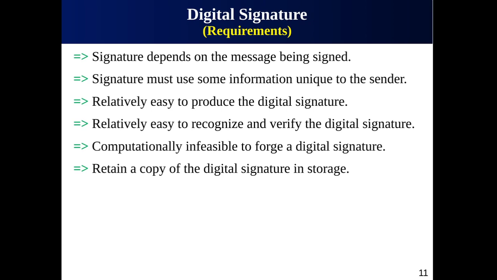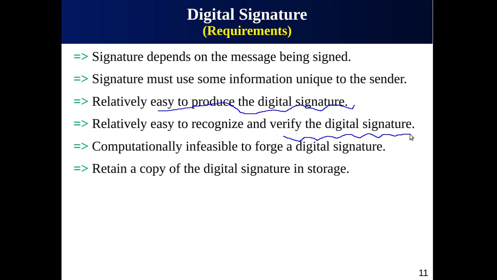Another property is that the signature must use some information that is unique to the sender. The signature is unique to that sender, and it will enable the other party to make sure that message forgery is not allowed. And also, as we saw with the hash function, it must be relatively easy to produce a digital signature. So the process must be easy for the creation of the digital signature, and also for the verification of the digital signature, the process must be simple and feasible.